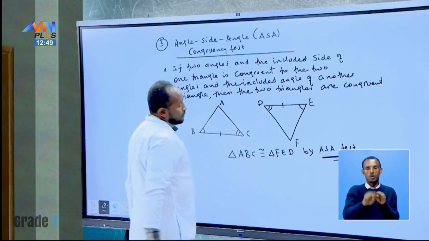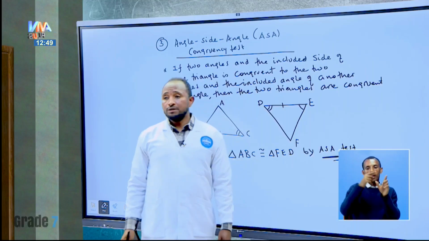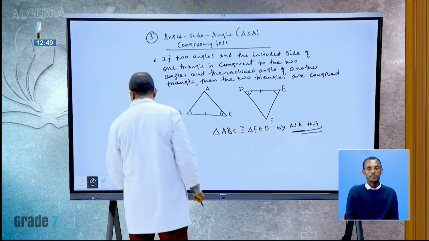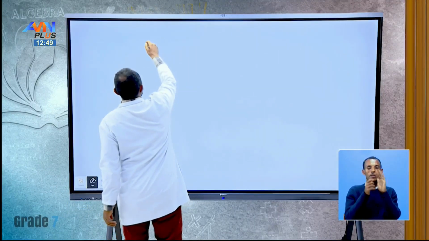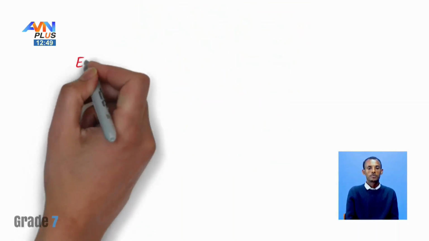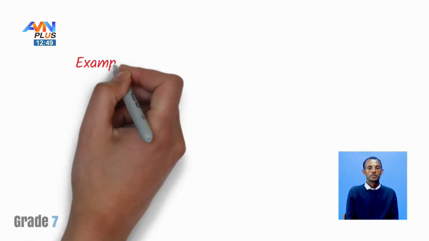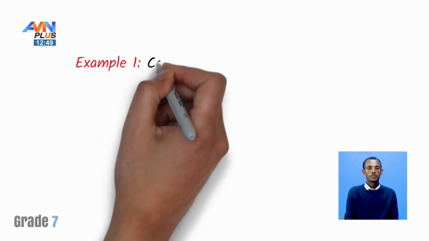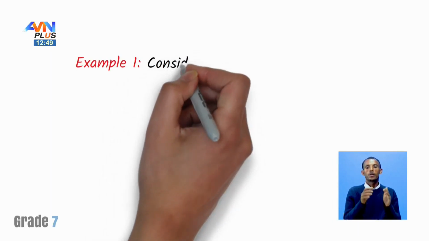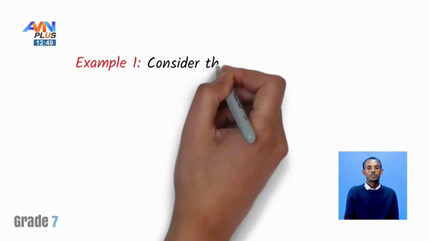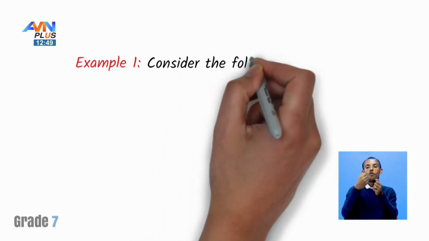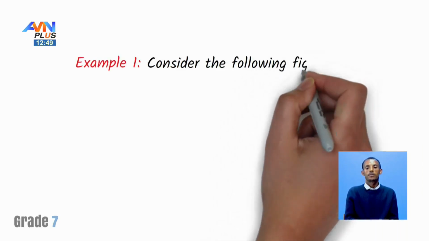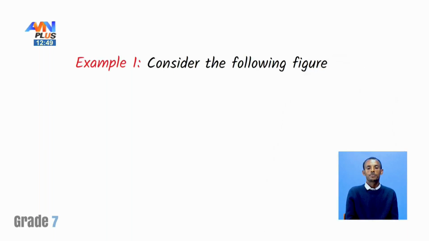So this is the meaning of angle side angle congruency test. So let's see an example for this concept. Example. Okay, consider the following figure. Read the figure.